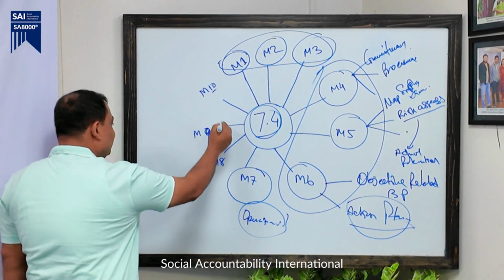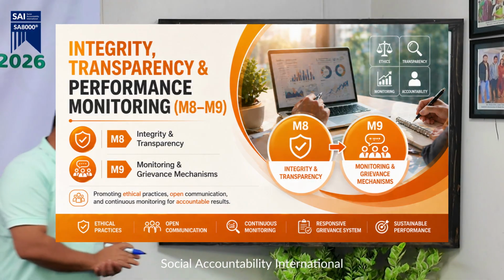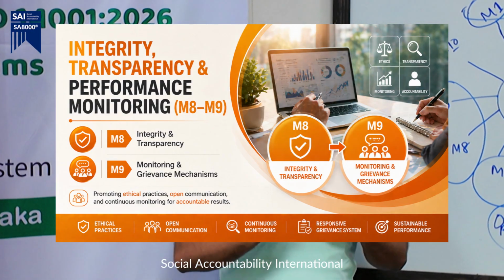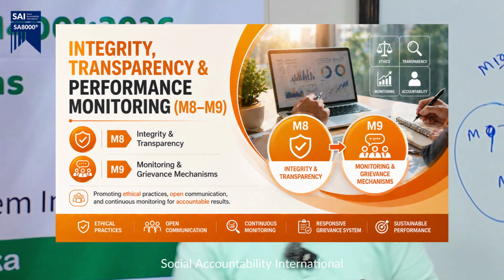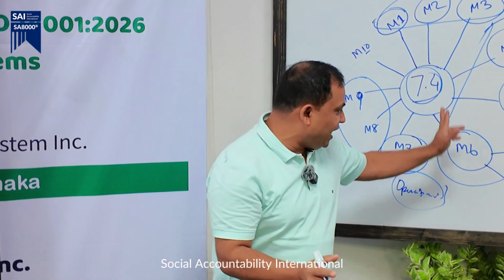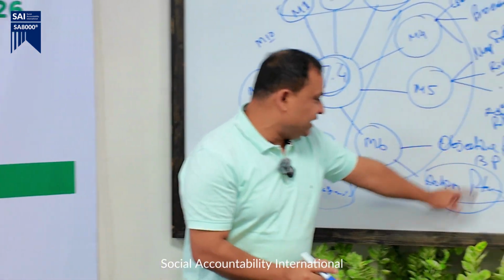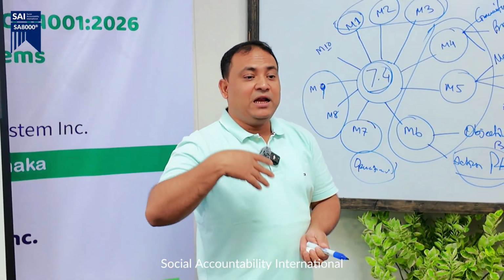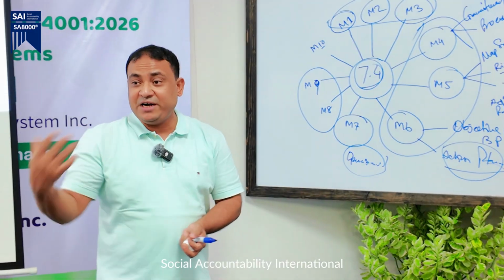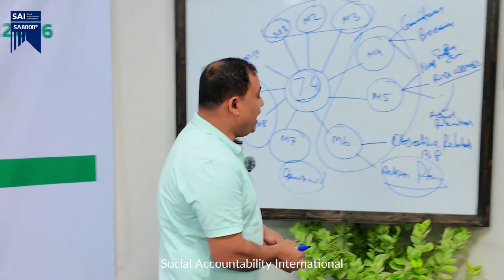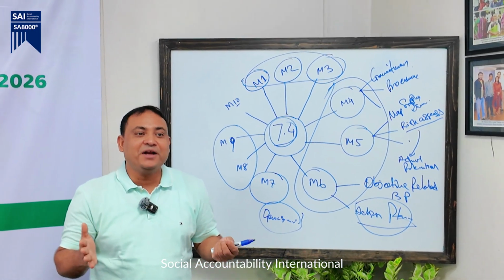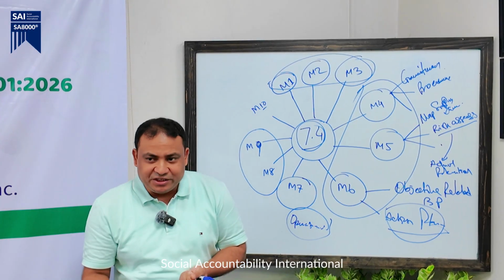Now come to M8 and M9. Here is the implementation thing going on. We are onboarding our suppliers and sub-suppliers, and then they are serving us. We are setting the objectives, and based on the objectives, we are going to take action. Sometimes we are eliminating, sometimes we are preventing, and sometimes there is a remediation action. All this data shall be transparently maintained with integrity.